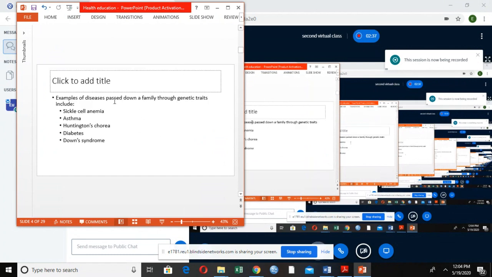Examples of diseases that are passed down a family through genetic trait include sickle cell anemia, asthma, Huntington chorea, then we have diabetes, Down syndrome, etc. We also have cancer that is normally passed from one person or from one generation to the next. So these genetic traits will also determine your health status.